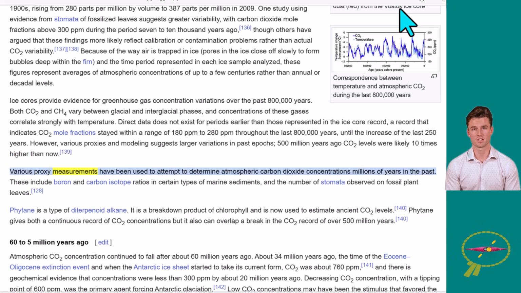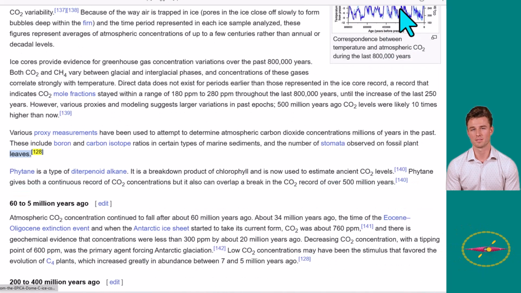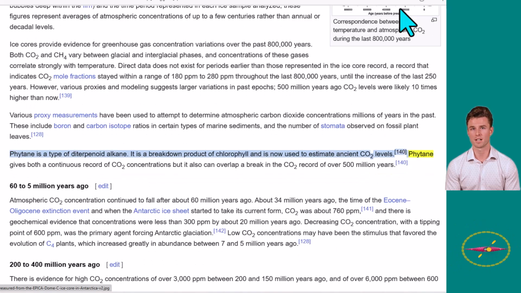Various proxy measurements have been used to attempt to determine atmospheric carbon dioxide concentrations millions of years in the past. These include boron and carbon isotope ratios in certain types of marine sediments, and the number of stomata observed on fossil plant leaves. Phytane is a type of diterpenoid alkane. It is a breakdown product of chlorophyll and is now used to estimate ancient CO2 levels. Phytane gives a continuous record of CO2 concentrations, but it also can overlap a break in the CO2 record of over 500 million years.